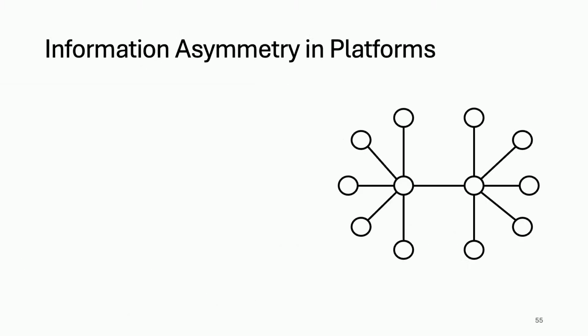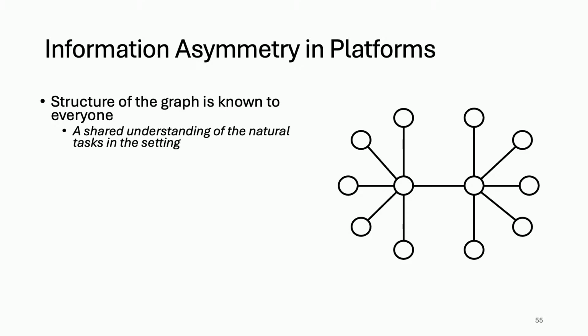Okay, so now go back to the data sharing. There is also some information asymmetry in the platforms. So what exactly is the information known to everyone? Suppose that the structure of the graph is known to everyone. That is to say, everyone has a shared understanding of the network structure in the setting. So if the collaboration structure is a double star, then the agents know that it is a double star.